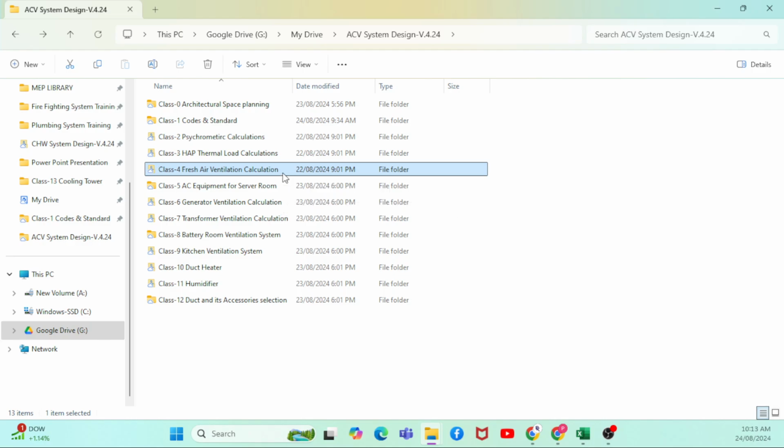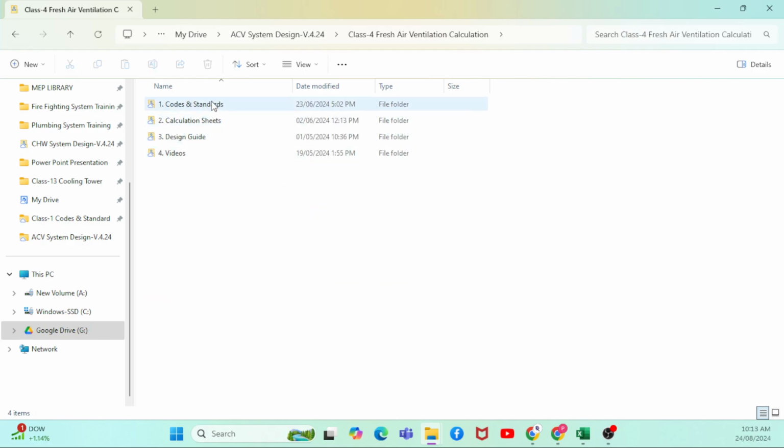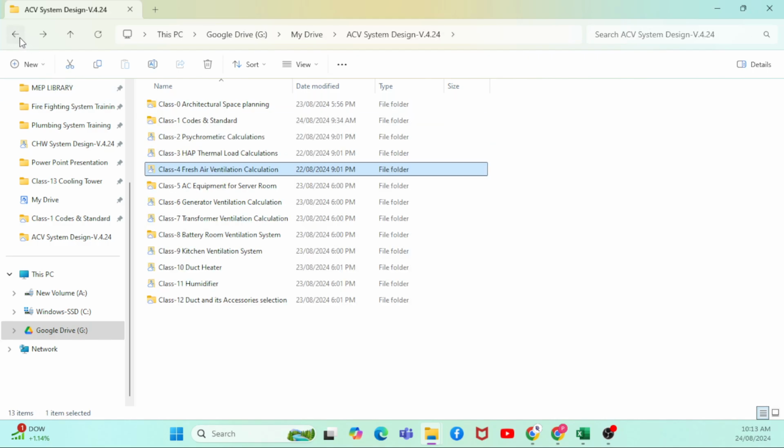Okay, so this guideline is given here. Inside there are codes and standards, calculation sheets, design guides, videos, everything is given here. Okay, then there is equipment for server rooms.